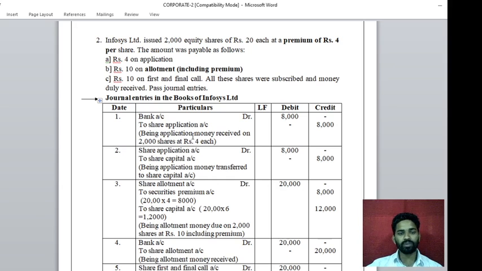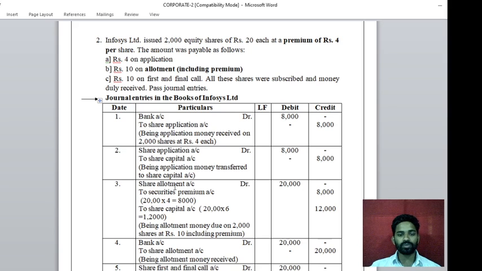Now one more entry related to this application. Share application account debit rupees 8000 to share capital account credit rupees 8000. The narration is being application money transferred to share capital. After receiving this money they are going to transfer it to share capital account.